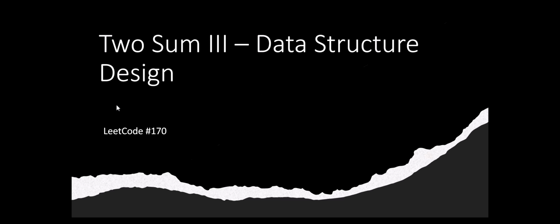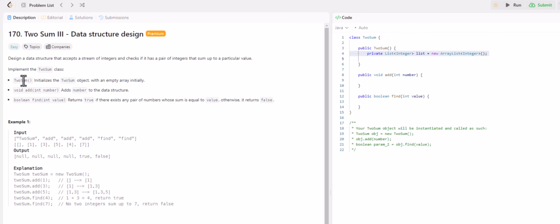Hello, today we're going to be doing LeetCode problem 170, which is Two Sum III, data structure design. This problem states, design a data structure that accepts a stream of integers and checks if it has a pair of integers that sums up to a particular value.